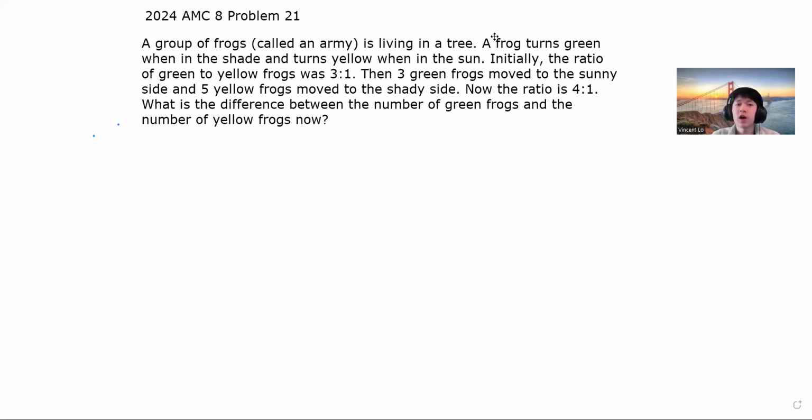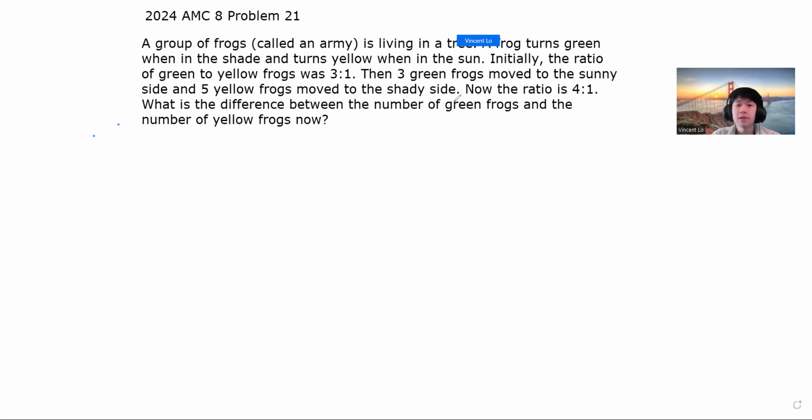The problem reads: a group of frogs called an army is living in a tree. A frog turns green when in the shade and turns yellow when in the sun. Initially, the ratio of green and yellow frogs was 3 to 1. Then 3 green frogs moved to the sunny side, and 5 yellow frogs moved to the shady side. Now the ratio is 4 to 1. What is the difference between the number of green frogs and the number of yellow frogs?